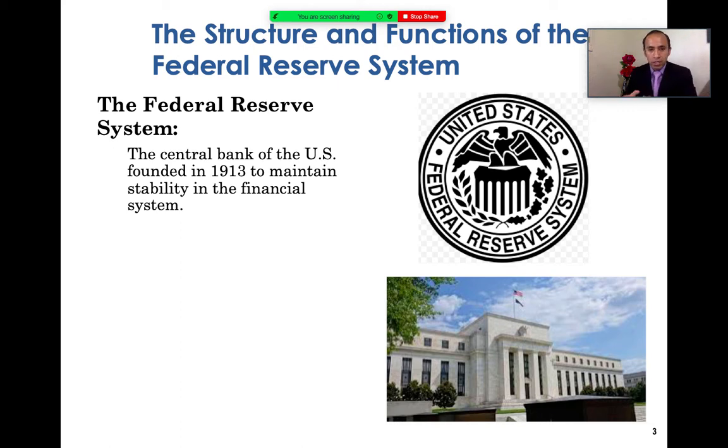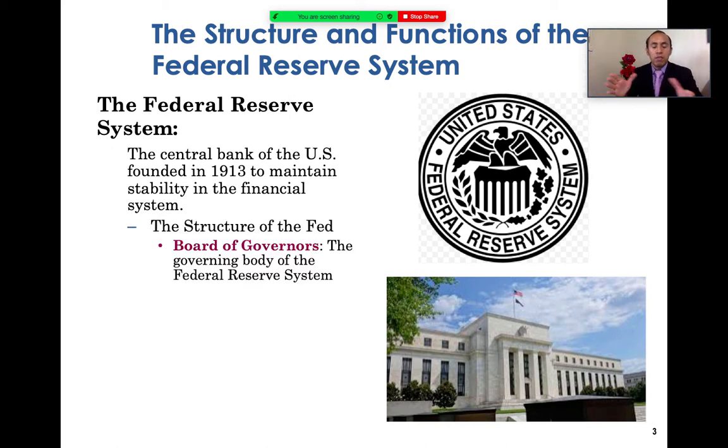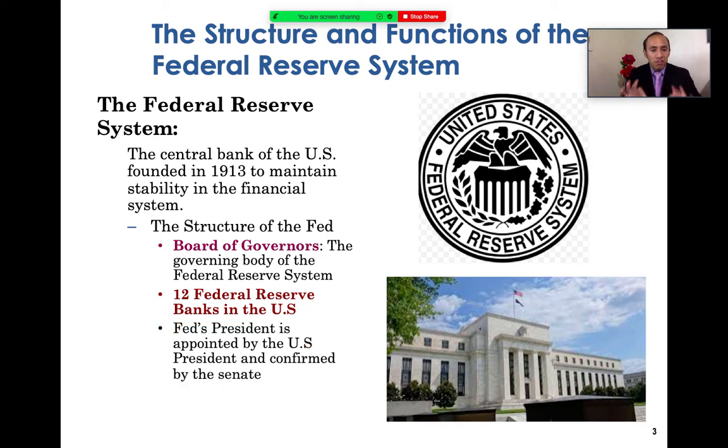The Central Bank of the United States is essentially known as the Federal Reserve structure. It consists of the Board of Governors, the Federal Open Market Committee, and 12 regional banks that serve as the Federal Reserve in the United States. The Board of Governors is the governing body of the Federal Reserve System, and it helps control and maintain stability, credibility of the financial institution in the U.S. economy. The Fed's president is appointed by the U.S. president and confirmed by the Senate.